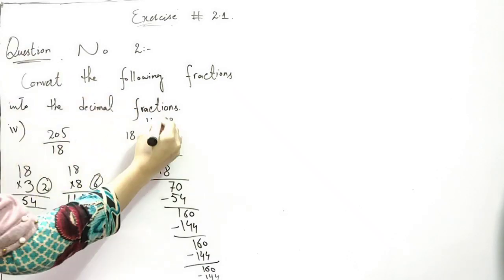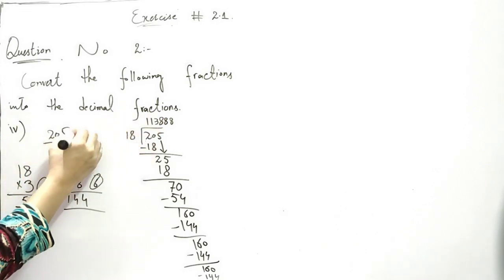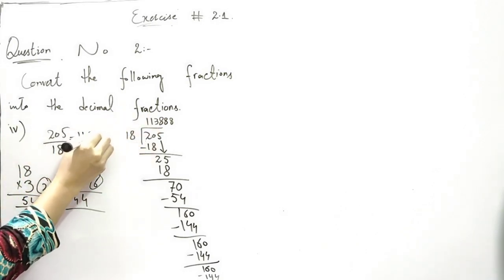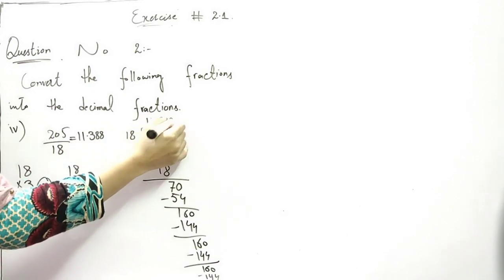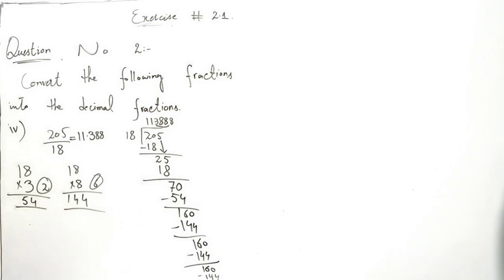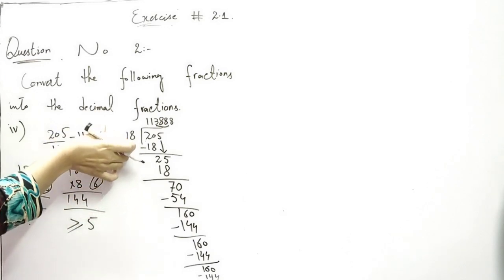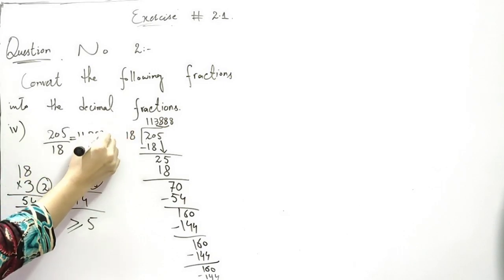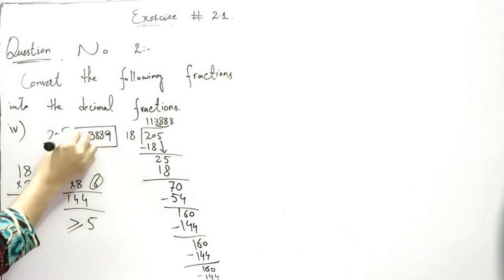so we can say that these are repeating digits. So 8 is repeating, so we can write 11.388. After the decimal, only 3 places will be counted, and if the fourth digit is greater than or equal to 5, then we can add one to the last digit. So we can write 9 here, because 8 plus 1 is equal to 9. So this is the answer of 205 divided by 18.